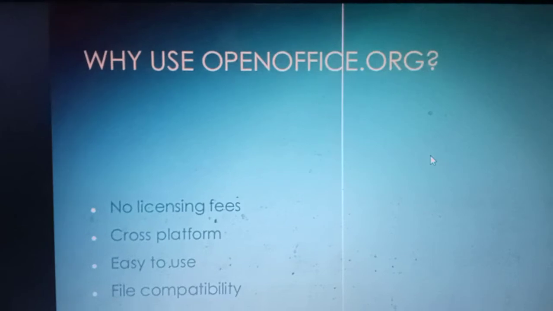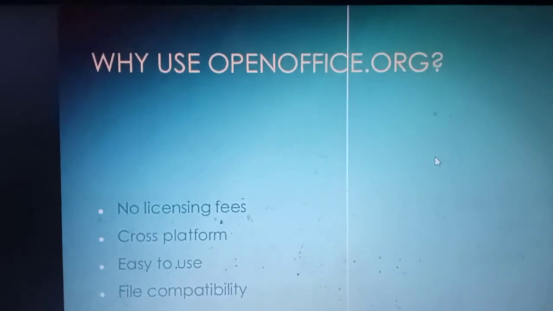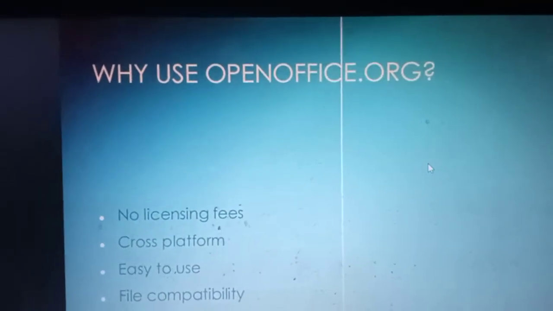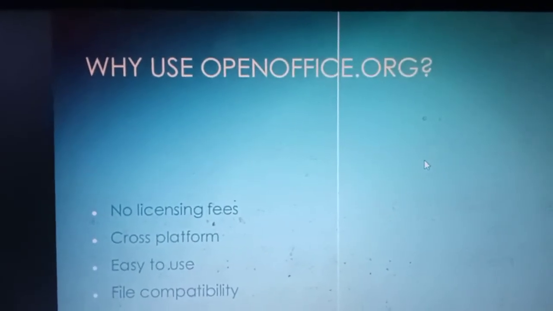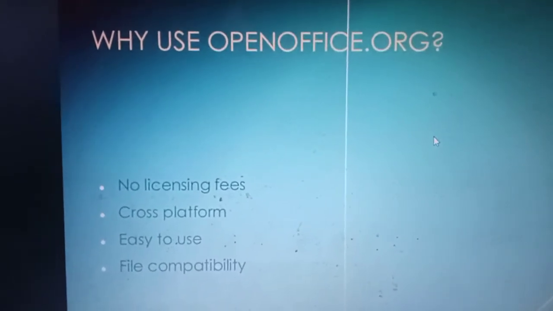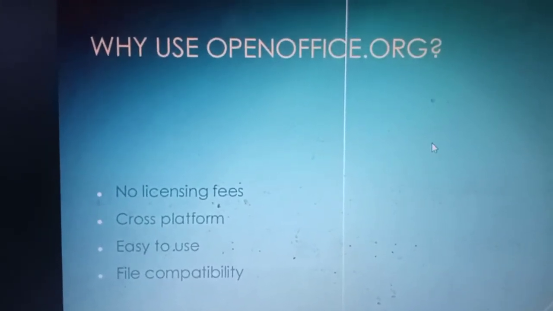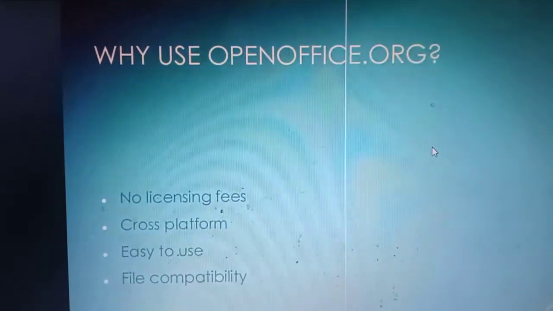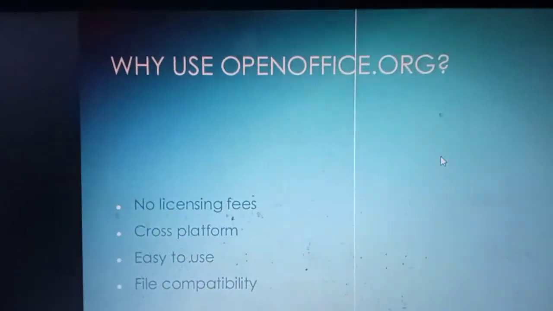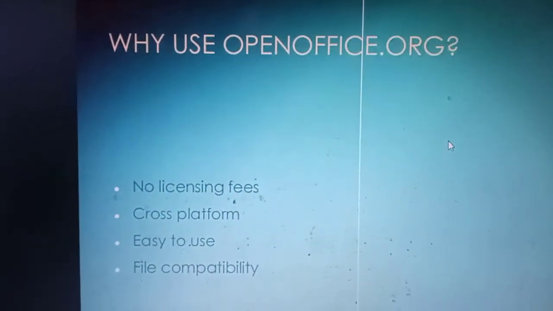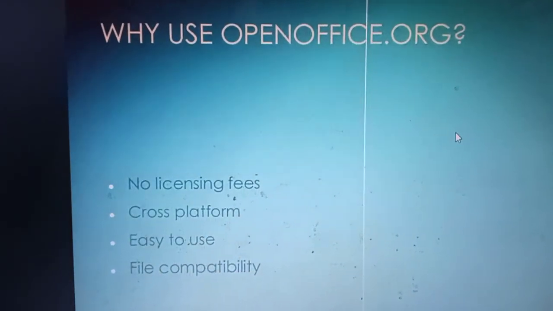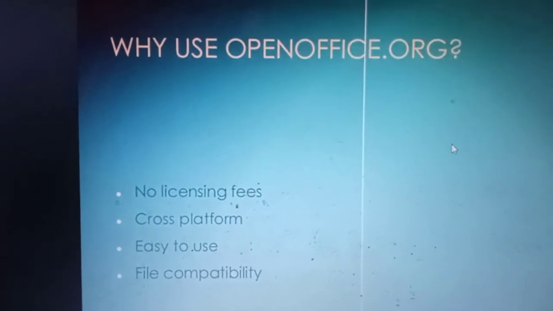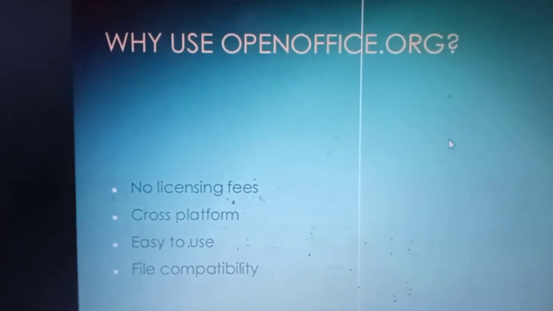Easy to use means anyone can use it easily. There is no complex syntax. It provides a better GUI, so any user with less knowledge can also use OpenOffice. File compatibility: it supports all types of files, image files, text files, binary files. So file compatibility is also in OpenOffice.org. These are the main four reasons: no license fees, cross platform, easy to use, and file compatibility.